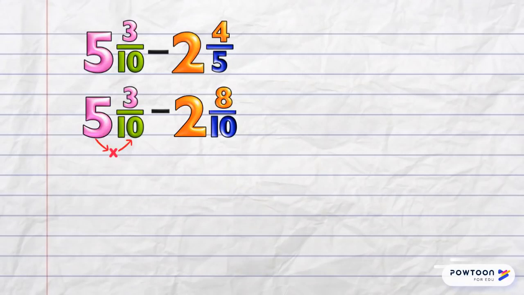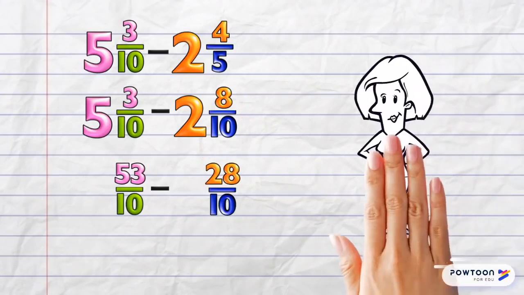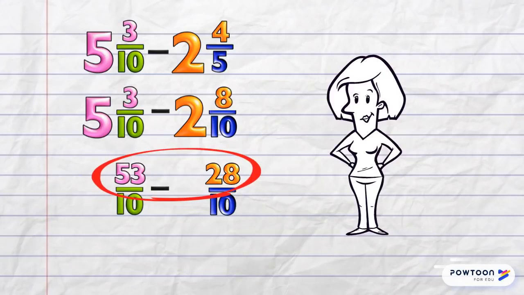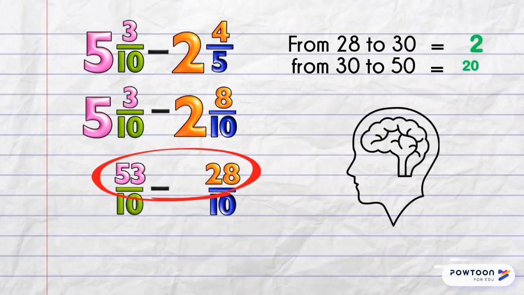5 times 10 is 50, plus 3 in the numerator, that's 53, over the denominator of 10, minus 2 times 10 is 20, plus the 8 in the numerator, that's 28 over 10. We want the difference between 53 and 28. You can do your subtraction working at the side, or you can use mental math. From 28 to 30, the difference is 2. Then from 30 to 50, it's another 20. 3 more gets us to 53.